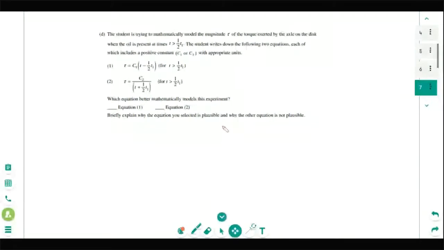Which one do you think is the best option? And why is the other one wrong? So we need 2 parts here. So why is a certain equation good and why is the other one not good? All right, so ponder for a second, then we'll go over it.